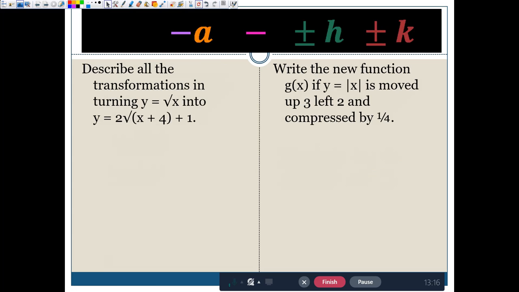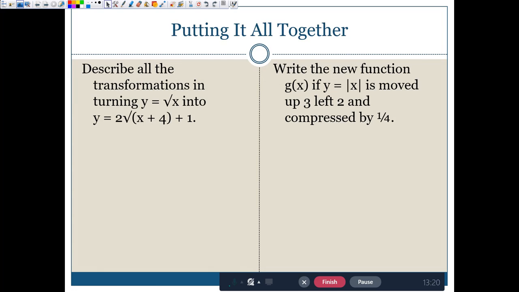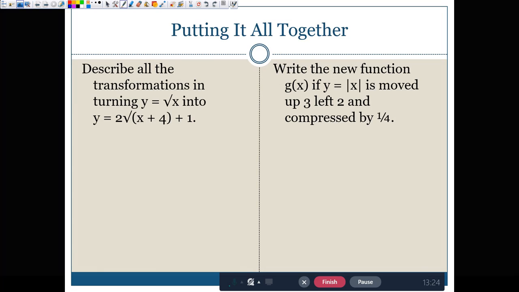Oh, it didn't turn out well on here. All right, I'll just write it down. Or we can just keep it there.